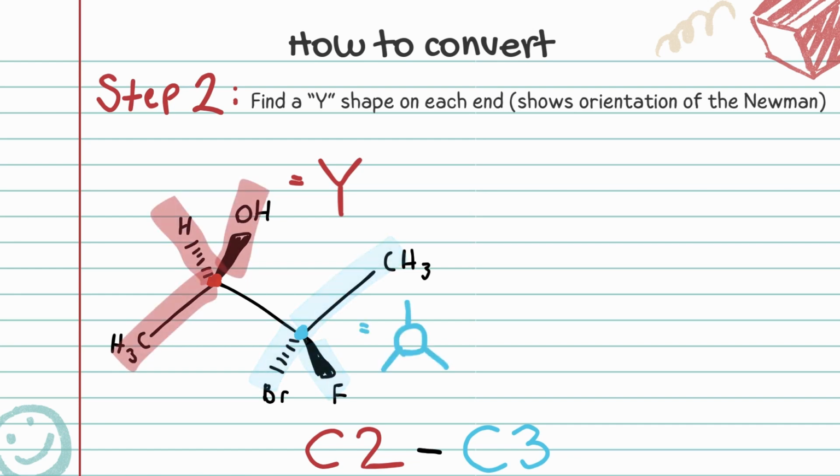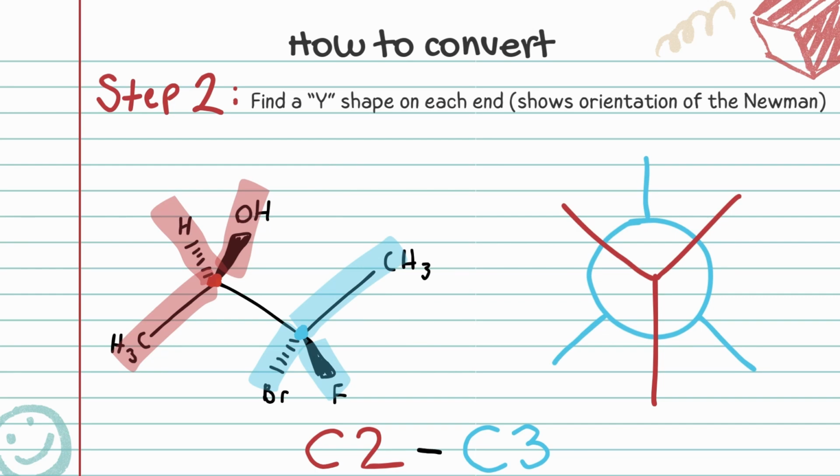Now compare that to this blue back carbon. The Y shape looks kind of upside down. So that'll be the direction it's facing in the Newman projection as well. Remember that the back carbon is represented with this wide circle that will be included in the Newman, but ultimately notice how it's still an upside down Y shape there. All right, so just overlap those two, and there you go. That's the basic orientation of your Newman projection. So you've got a staggered shape here, and you're ready to go.